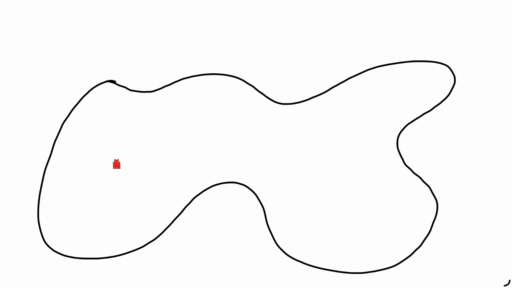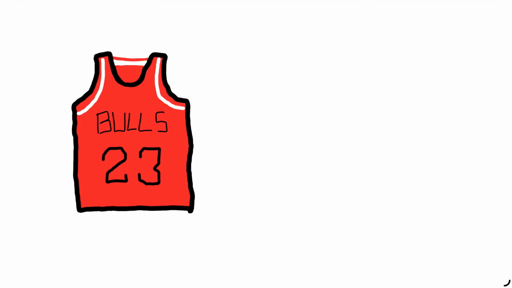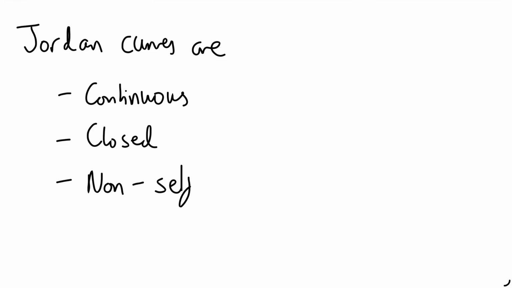Look at this great doodle I've drawn here, this long, simple curve just chilling like this. But this isn't just any old curve, it's a special type of curve known as a Jordan curve. Why? Well, if you look real close, you'll find the answer. But for real, a Jordan curve is defined as one which is continuous, closed, and non-self-intersecting.